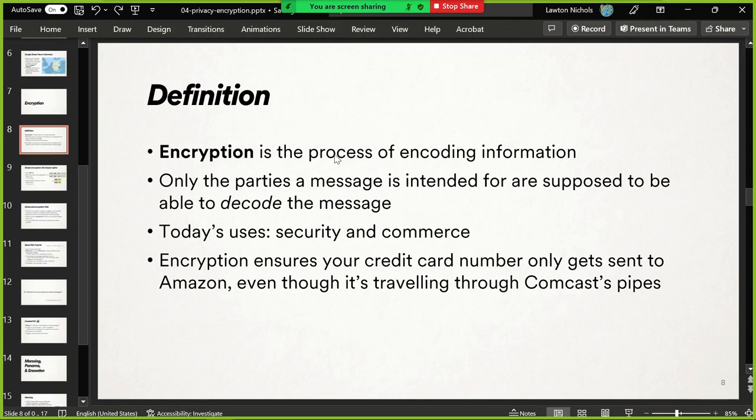Encryption, it's just the process of encoding information, making it into a form that only my computer and the computer on the other end, like at my bank, can understand. Here's the idea. Only the parties a message is intended for, because that's what computers do, they send virtual messages to each other, are supposed to be able to decode that message.